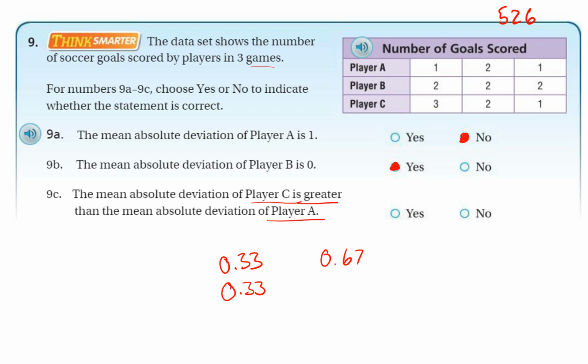The mean absolute first. That's going to be. Oh, it's not Mr. Music. That's right. So for player C, let's go ahead and do it. Always do the work, Mr. Music. Trying to be like it.